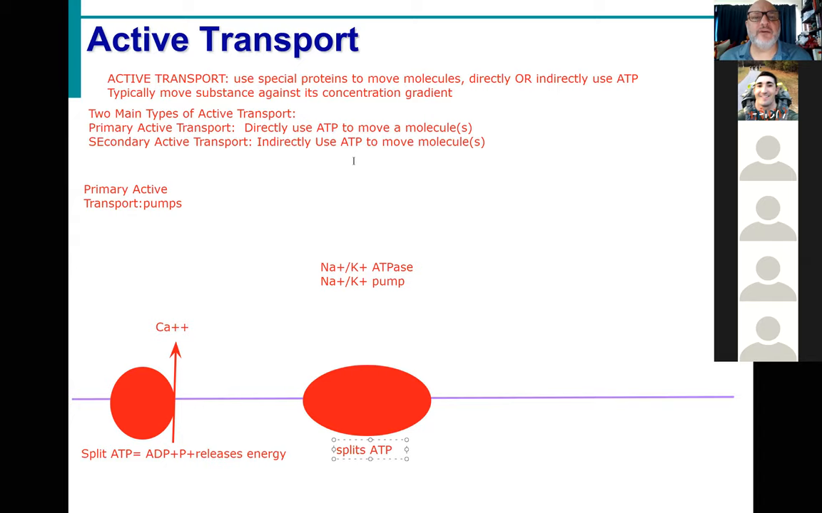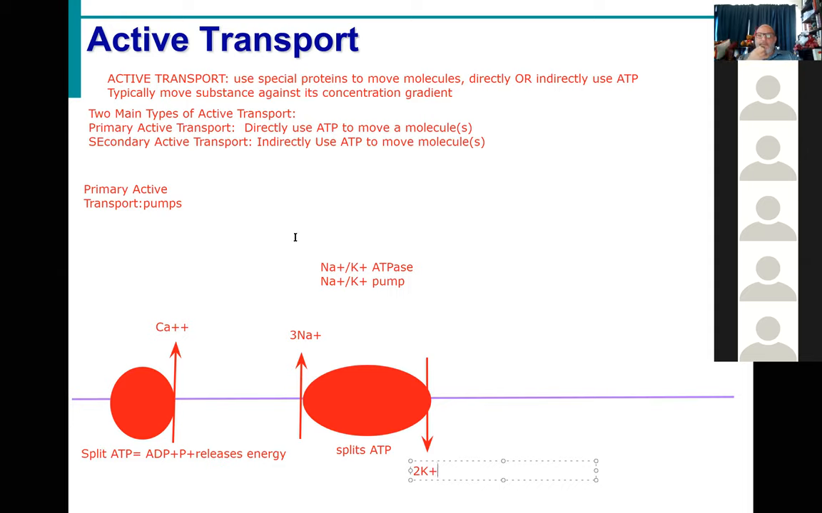What does it do to sodium? Does it bring sodium into the cell, or does it kick sodium out of the cell? Out. Excellent. It kicks sodium out. And remind me again, how many sodium does it kick out? Three. Perfect. Three sodium are kicked out of the cell. And what does it do to potassium? Brings it in. Excellent. How many? Two. Excellent. So one ATP is used to move five molecules. Two potassium are brought in, and three sodium are kicked out. That's pretty good. All right.